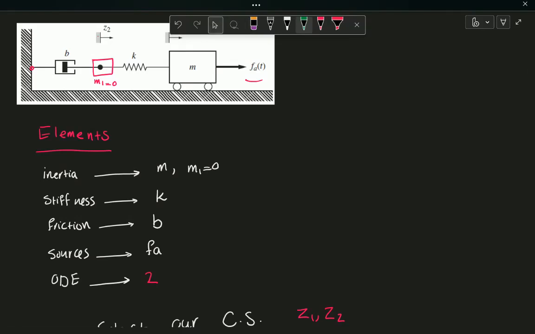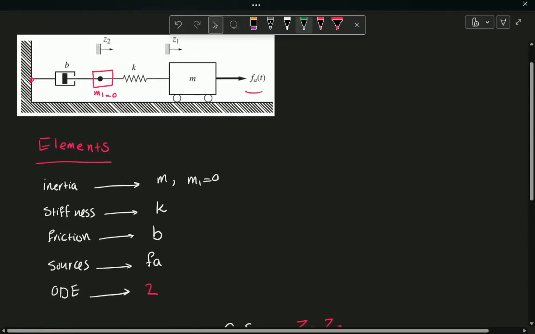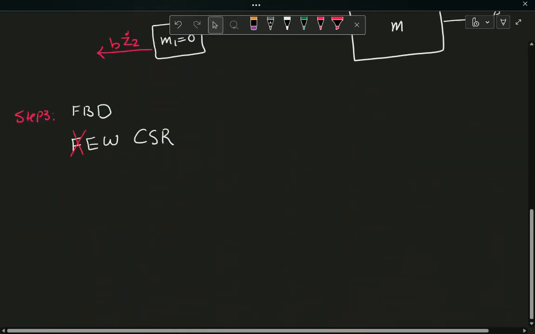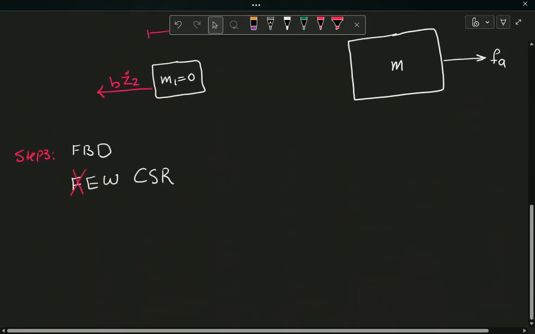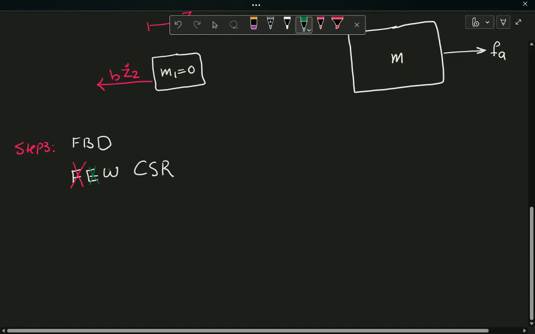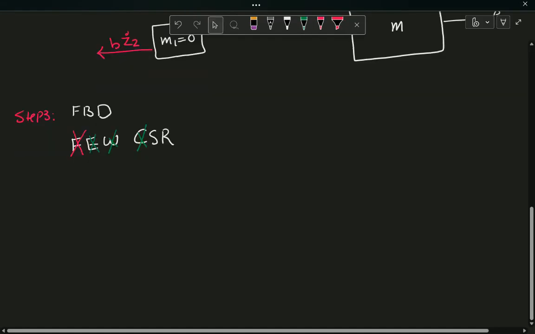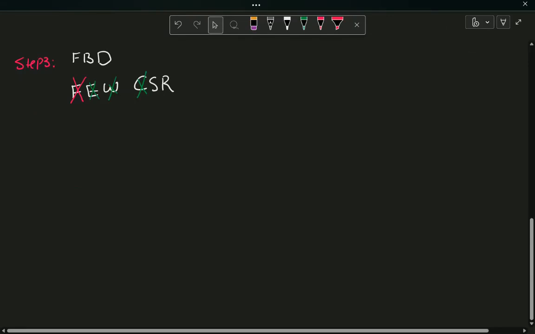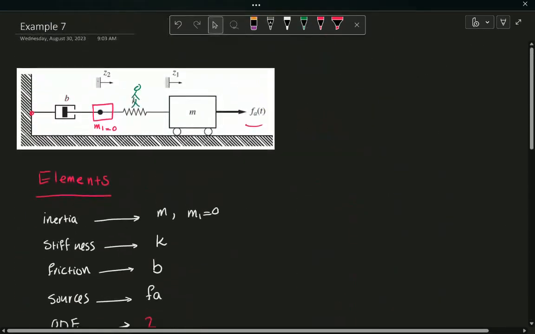The next one is the spring. Note that I have a spring here. For the spring, you notice that both ends of that spring are moving. So you need a clear assumption. Let me cross out these guys. You need a clear assumption between Z1 and Z2. Between Z1 and Z2, which one do you think moves more than the other one?